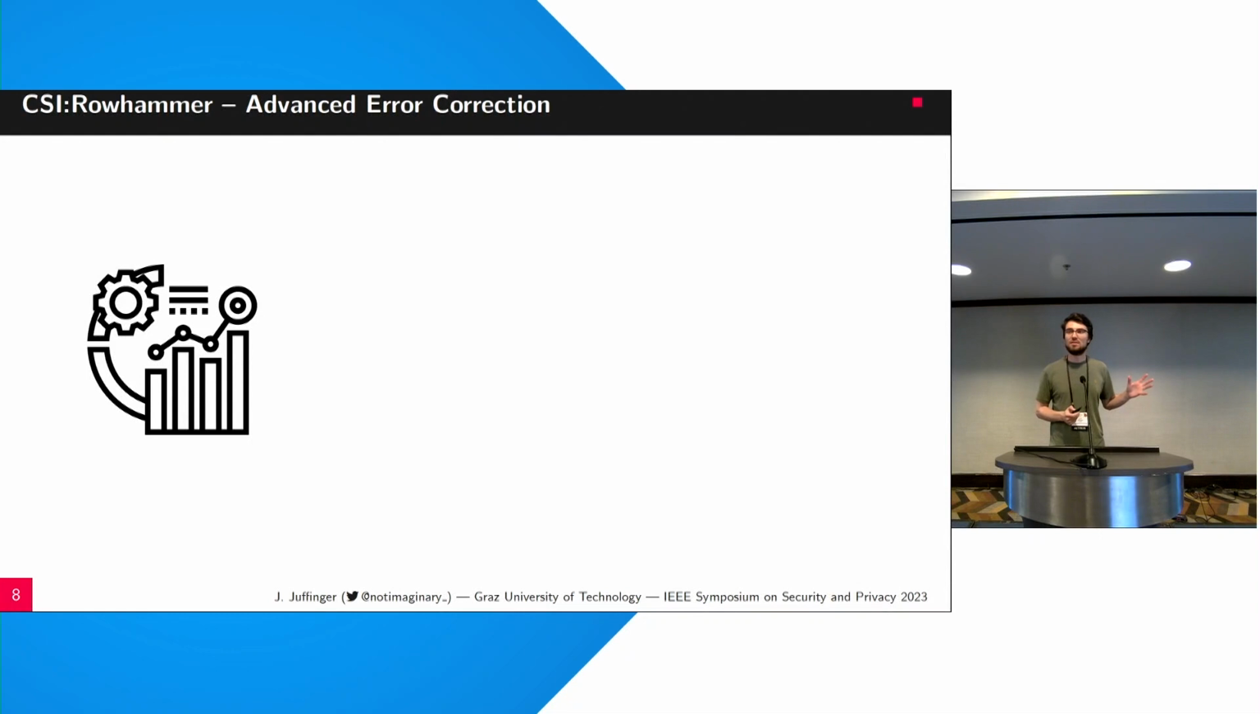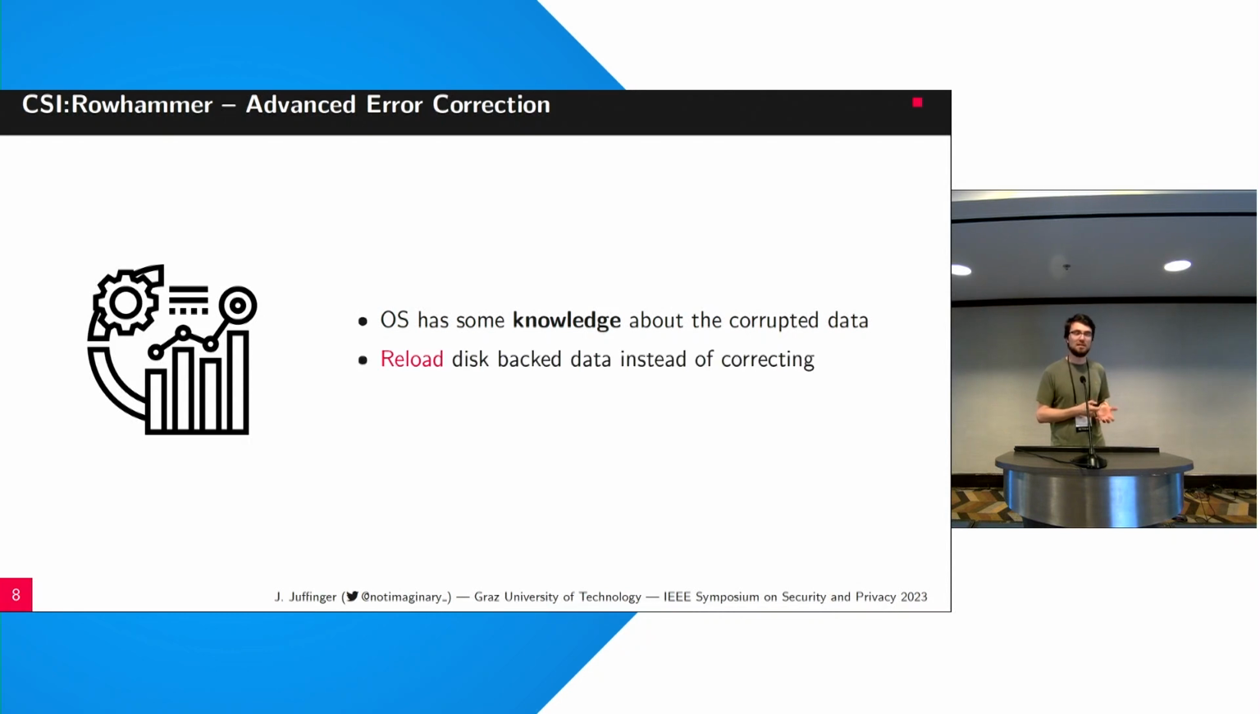But we also have advanced error correction. In many cases, we don't have to do brute force search, because the operating system has knowledge about the corrupted data. So it could just reload disk-backed data, or recompute data. For example, if page tables are flipped, which is a really common exploit target for Rowhammer exploits, then we don't need any brute force search, and the overhead is really small.